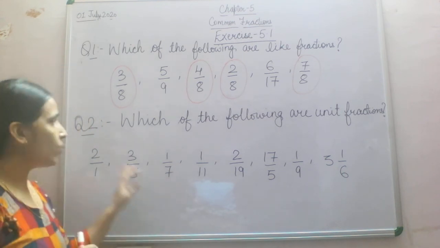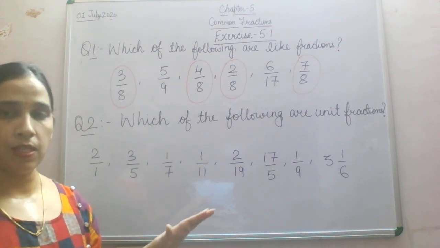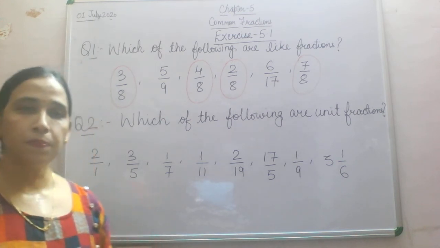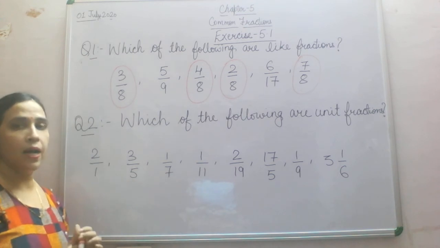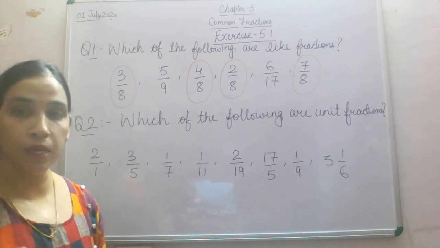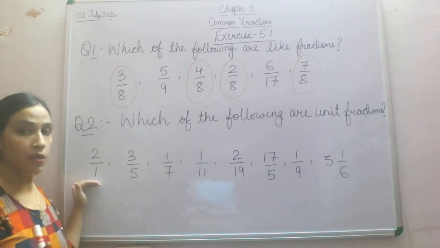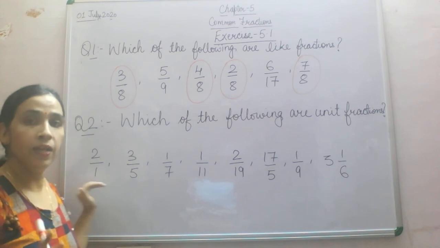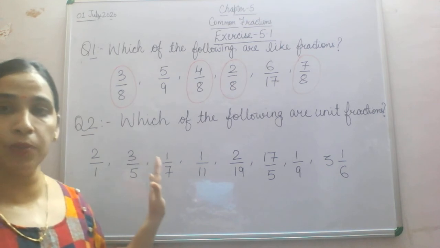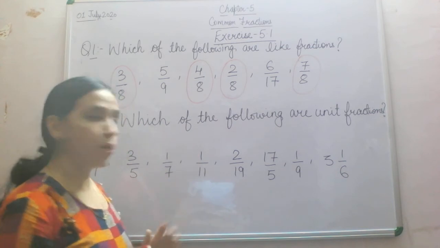Question number 2 is, which of the following are unit fractions? Now if you remember, what is the definition of a unit fraction? Yes, the fractions having 1 as a numerator. We are not considering 1 in the denominator. So this 2 by 1 is not a unit fraction. But 1 by 7, which is containing 1 in the numerator, is a unit fraction. 1 by 11 is also a unit fraction.